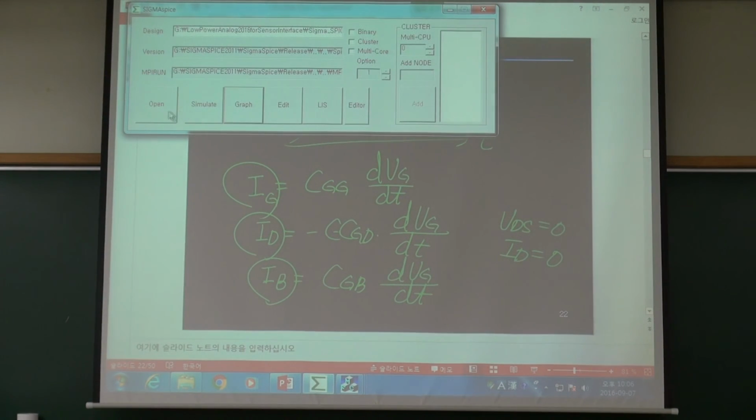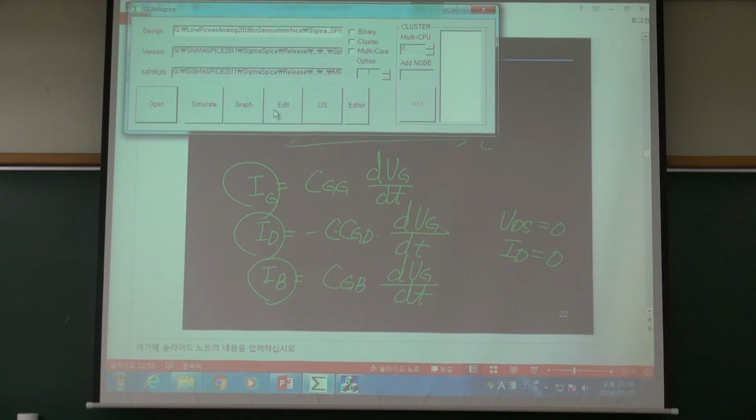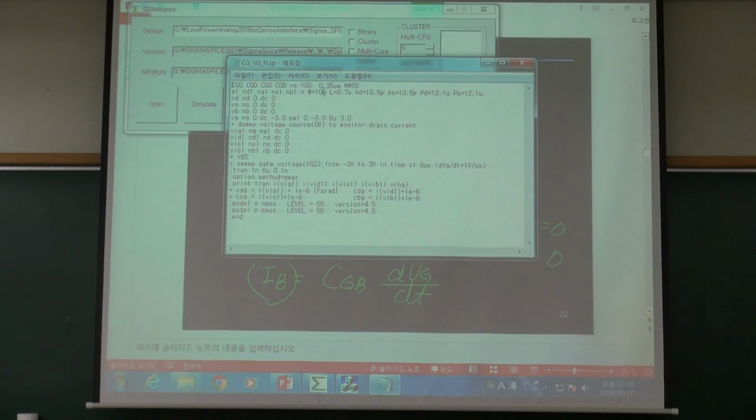Yeah, let's look at my capacitance value. Oh yeah, here. Okay. Yeah, 10 by 0.7 micron. So my gate voltage sweeps minus 3 piecewise linear. This means time 0 minus 3 volt, time 6 microseconds 3 volt, right? Okay, then see I monitor the voltage source. So I put some transient analysis, print out some current of voltage source, right? Okay.